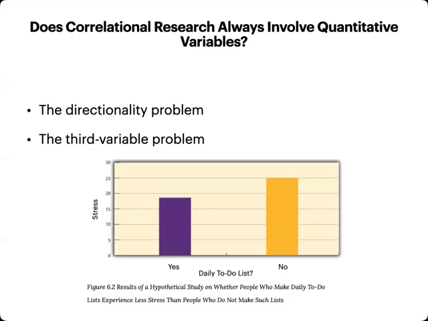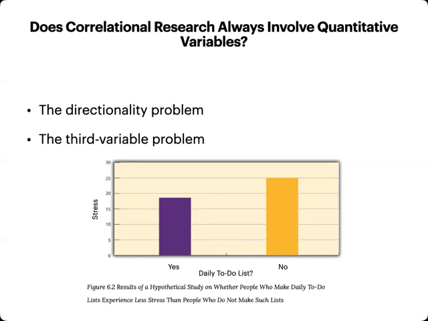It's important to note that correlational research does not necessarily involve two quantitative variables, like scores on two memory tests or the level of stress and amount of exercise. You can have one categorical variable and one numerical or quantitative variable in a correlational study.